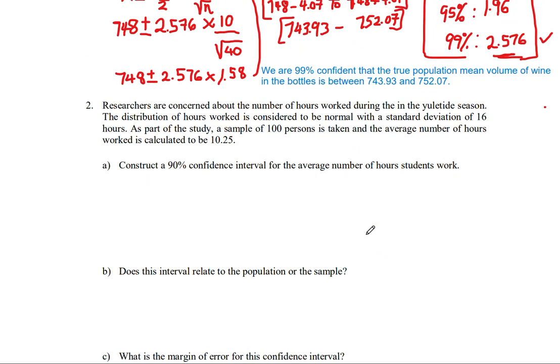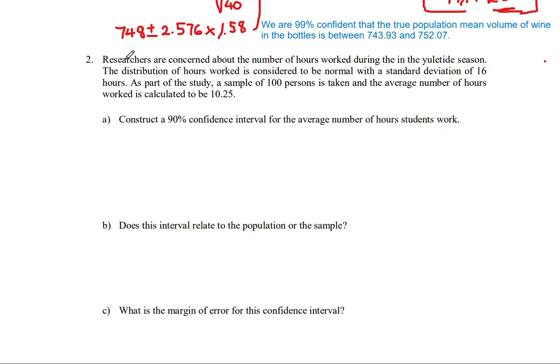Well, hey, let's do another one to reinforce our knowledge here. So here we are told that researchers are concerned about the number of hours worked in the Yuletide season. That's the Christmas season. The distribution of hours worked is considered to be normal with a standard deviation of 16. So that's our population standard deviation there.